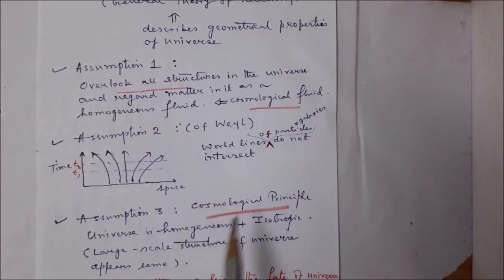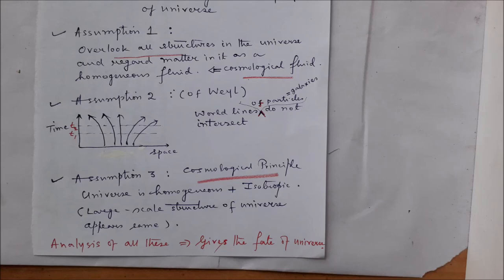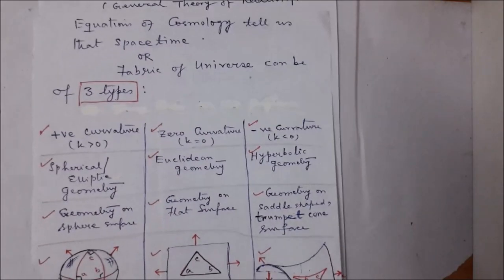After analysis of all these and going through tough calculations, one can arrive at the fate of the universe. And there are three options which suggest that there are three types of fabric or texture or structure of the universe. Let me present these three possibilities in a tabular form and mention them briefly. So here are the three options.